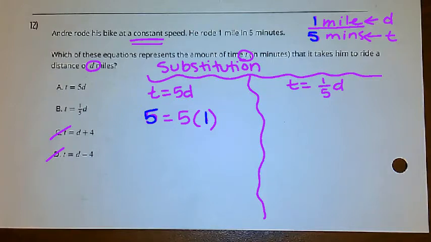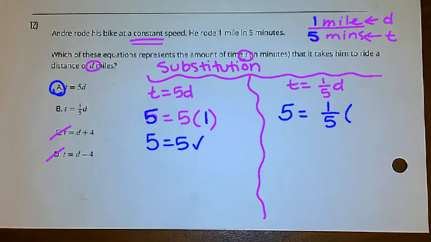Now what happens, I'm not solving anything, it's kind of like a check. So since 5 equals 5, that one actually works. So the answer is A, but I just want to show you why this one doesn't work. So T, again, is 5, and then if I substitute D in, okay, 1/5 times 1, so 5 is not equal to 1/5, so it cannot be B. Okay, so you would just substitute in, and that's how you can check for a proportional relationship.